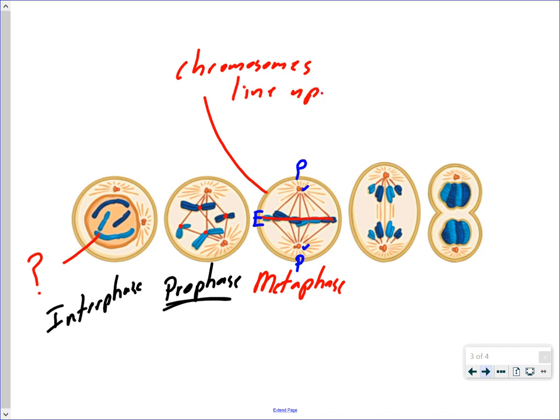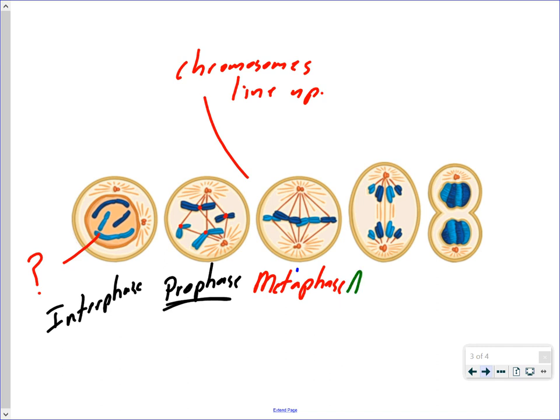Now, I should point out that here it does show them lining up horizontally, but it doesn't have to be horizontally. They could line up in any orientation. They could be lined up on an angle like this. They could be lined up vertically, going up and down. They are lined up along in one particular direction, and at the opposite ends, again, would be those poles. So now we have prophase, metaphase, and again, this is the order that they do go through.